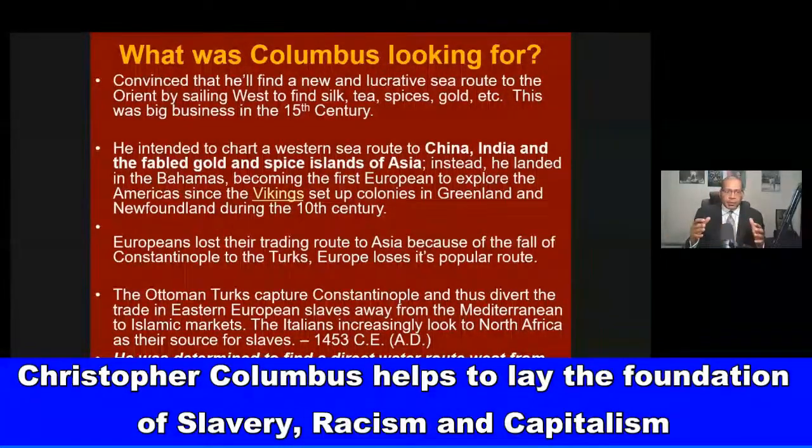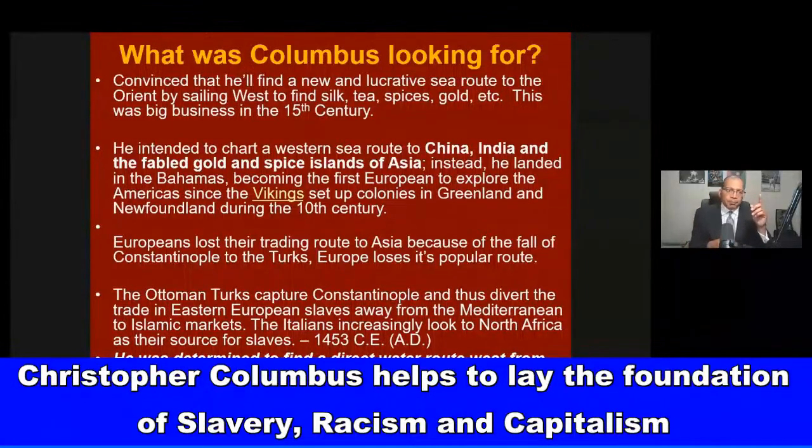This was big business in the 15th century. Europeans lost their trading route to Asia because of the fall of Constantinople to the Ottoman Turks. The Ottoman Turks captured Constantinople and thus diverted the trade in Eastern European slaves away from the Mediterranean to Islamic markets. The Italians increasingly looked to North Africa as their source for slaves.